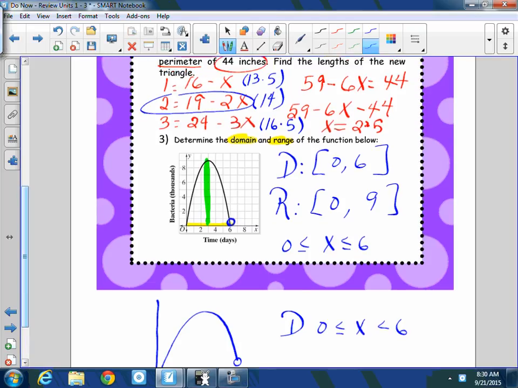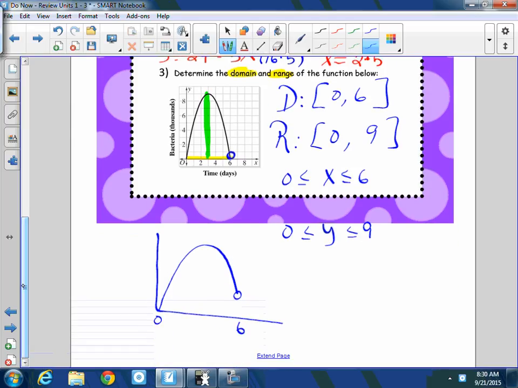Notice how the letter always goes in the middle? See the numbers? Letter in the middle. That's how you can remember. Numbers, letter in the middle. So for the range, it would be y, right? It would be y is less than or equal to 9 and greater than or equal to 0. Okay?